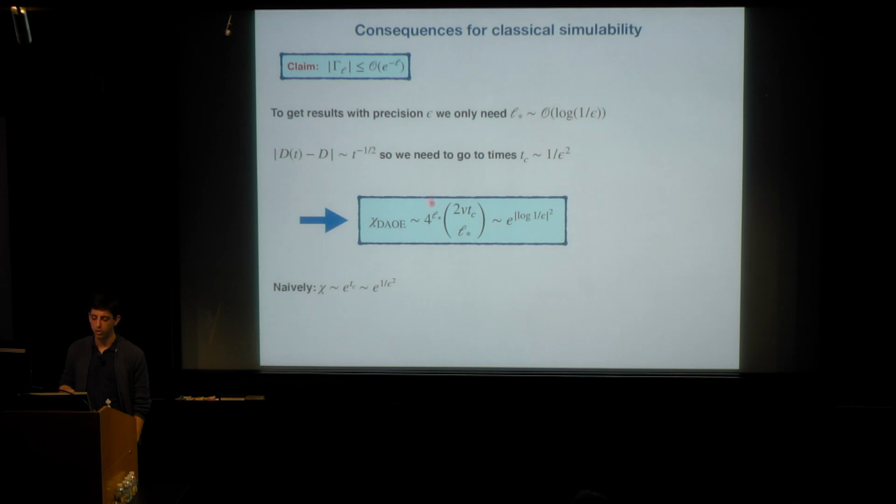And if you put this together, plus use locality, that there are some Lieb-Robinson bounds in the system, you get this e to the log 1 over epsilon squared. And you should compare this to what happens if you just naively try to simulate the system without dissipation, where you would find that you're exponential in the time you need to go to, which is e to the 1 over epsilon squared. So it's an exponential speedup here.